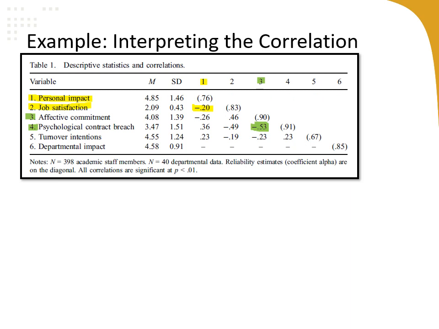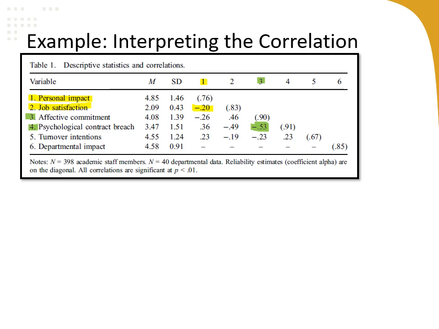Now, if we think about what correlation tells you, we know this is strong and negative, right? -0.53. So we know that those who are experiencing higher levels of affective commitment tend to experience less psychological contract breach. Or maybe it goes the other way. Those who experience more psychological contract breach tend to be less committed affectively to the organization. If you want to put it in more plain English, you could say those who have promises broken tend to have less of an emotional attachment to the organization based on this correlation.